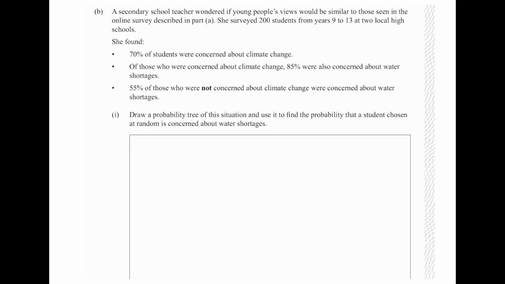All right. Part B, a secondary school teacher wondered if young people's views would be similar compared to that first survey. So she surveyed 200 students from year 9 to 13 at 2 high schools. And she found 70% of students were concerned. Okay, so we've got all those probabilities there, and we want to draw a tree.